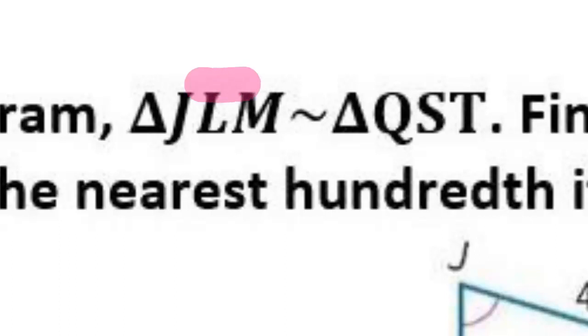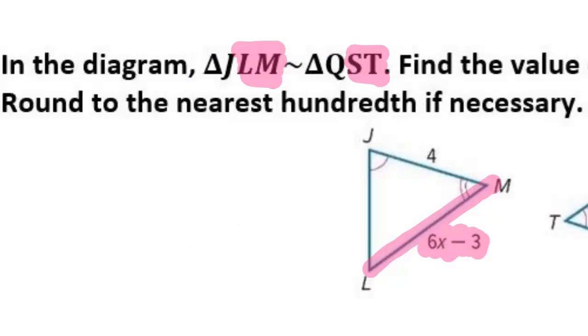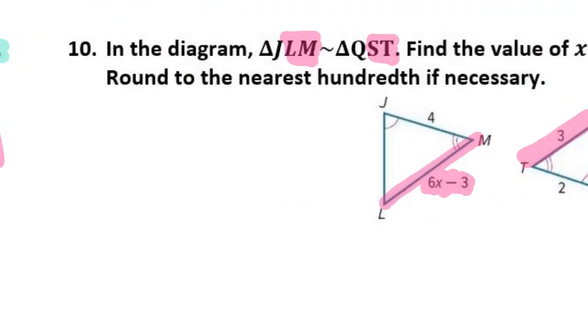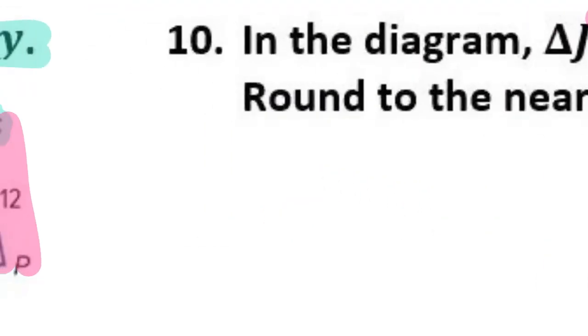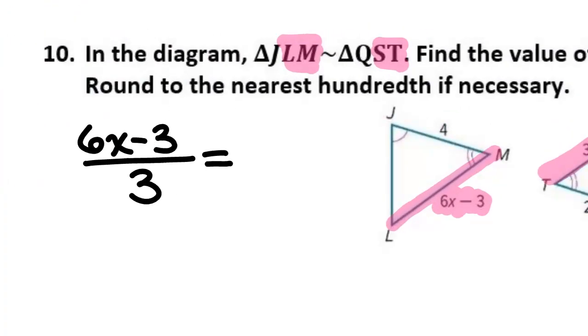Well, when I look at my similarity statement, LM is the last two letters. So what would that have to correspond to on the other triangle? ST. So I'm going to make a fraction out of LM and ST. So I would have 6x minus 3 over 3 is equal to, now I have to find another pair of corresponding sides.